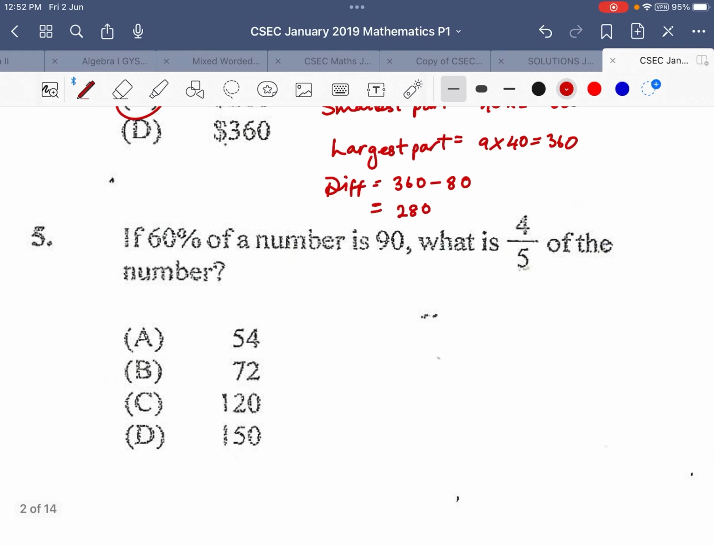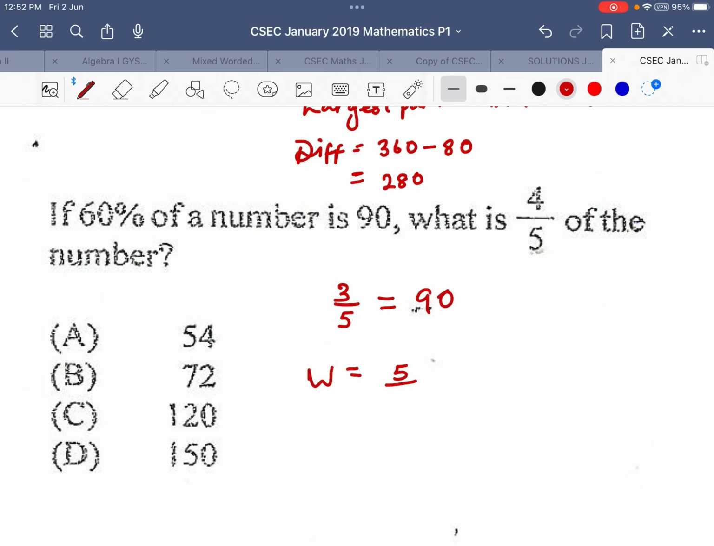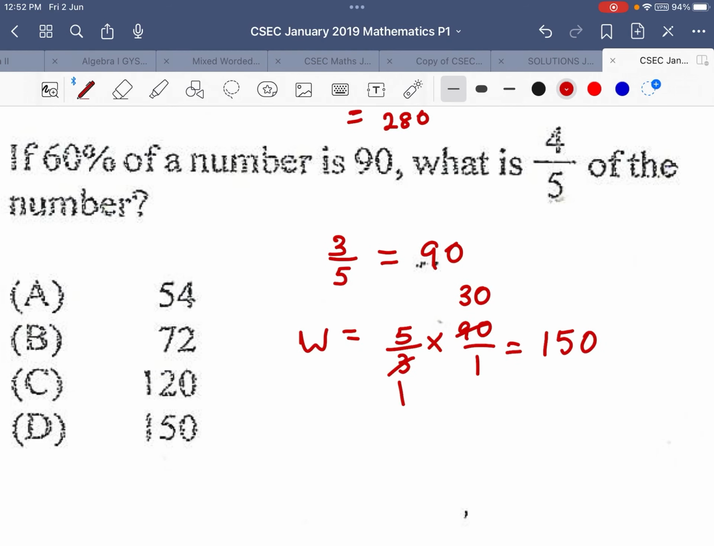Okay. All right, so number 5, if 60% of a number is 90, what is 4/5 of the number? So 60% is 3/5, and 3/5 would be equal to 90, which means that our whole would be 5/3 multiplied by 90/1. Now I'm going to be doing all these calculations by hand. 3 into 3 is 1, 3 into 90 is 30, because in this exam you are not allowed to use a calculator. 5 times 30 is 150, therefore our total is 150.